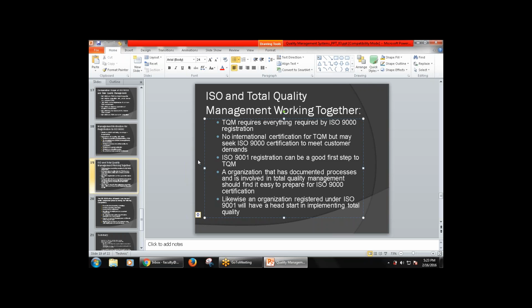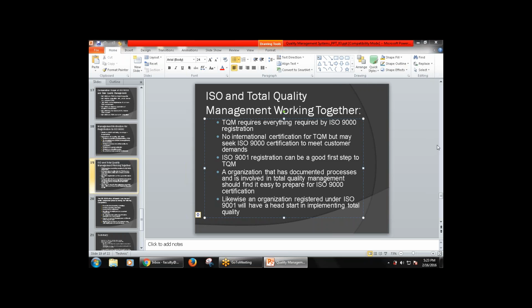Then an organization that has documented its processes and is involved in total quality management should find it easy to prepare for the ISO 9000 certification.